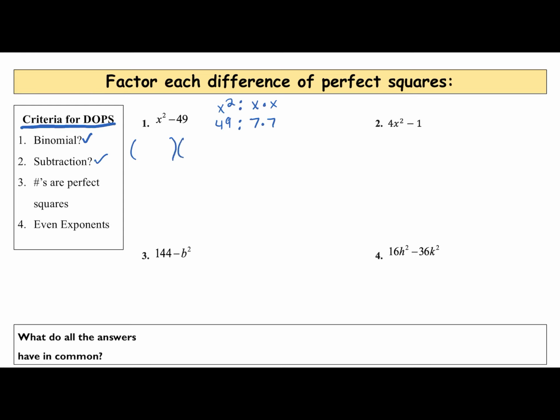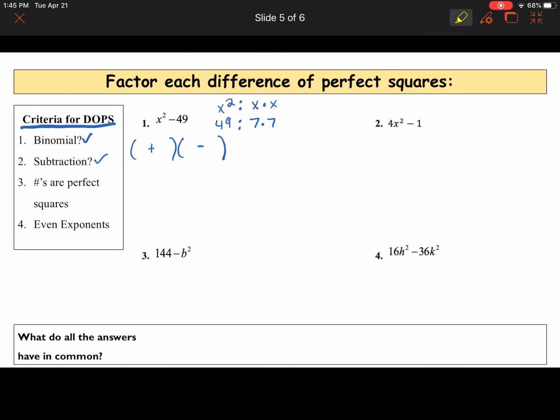Now I get 2 sets of parentheses. I put a plus in one, a minus in the other. Doesn't matter if you put minus and then plus, or plus and then minus. It doesn't matter the order, as long as you have one of each. And now I'm going to take what I have here, and I'm going to put it inside the parentheses. So x squared came first, so I put an x, and 49 came second, so I put 7. And that's my answer. Okay? Both the first terms are the same with x, and both the second terms are the same with 7. The only difference is that one has a plus and one has a minus. That's it.